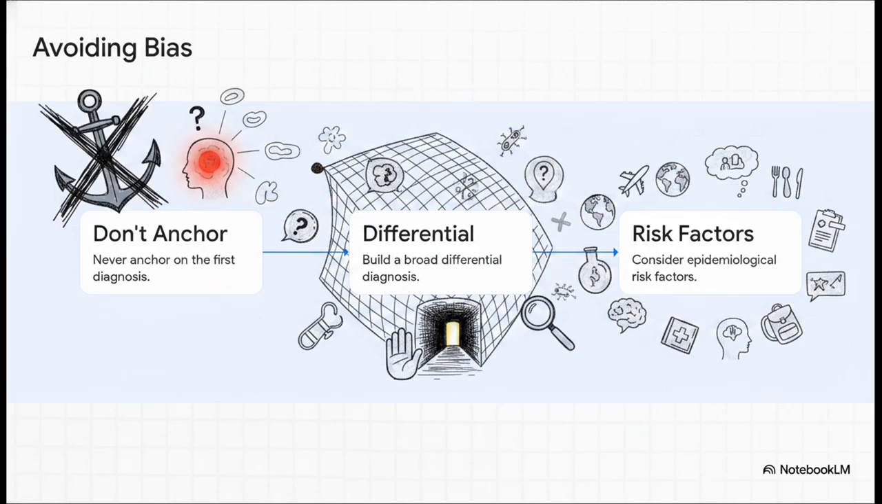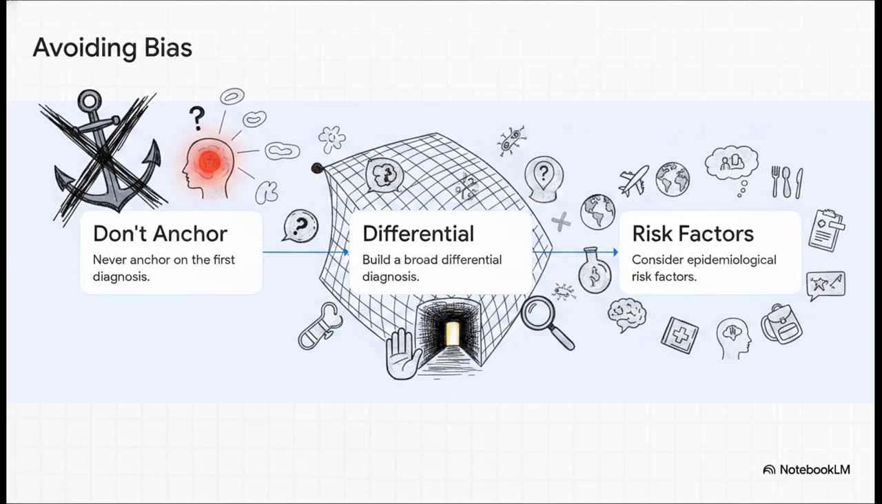Just because a lesion looks like a tumor doesn't mean it is one. Step 2, build a broad differential diagnosis. As we saw, a patient presenting with new-onset seizures and a ring-enhancing brain lesion should always trigger a wide net of possibilities, not just tunnel vision on oncology. And step 3, consider epidemiological risk factors. A really good doctor looks at the whole patient, where they've traveled, what they do for a living, what they eat, before concluding that a spot on an image is a death sentence.